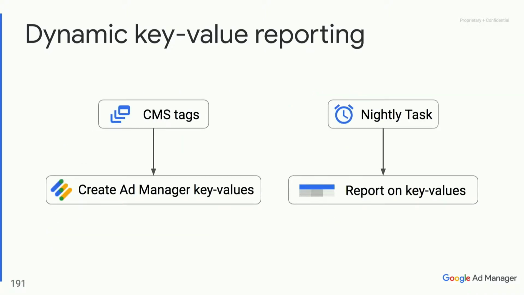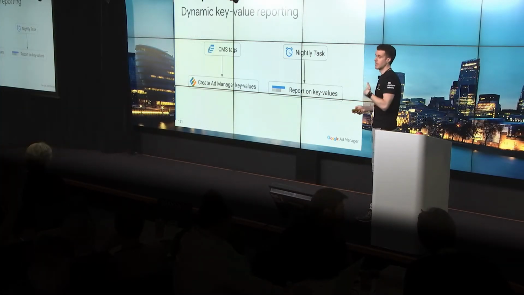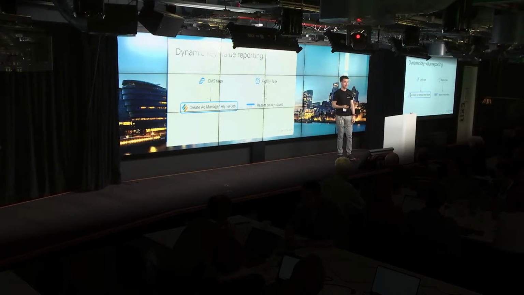So this use case is architected in 2 tracks. The first is triggered by the CMS that you have generating a new tag, and then that will kick off an Ad Manager script to create the key value in Ad Manager. And then once it's created, you can separately have some sort of regular task that's generating a report, and I'll show you how to generate a report in the API that leverages those custom values. So first we'll look at the creation of the key value.